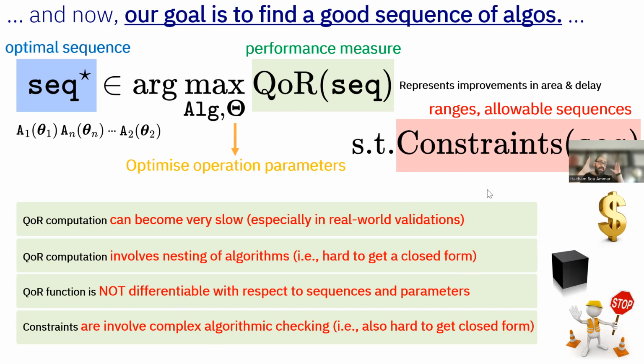So now we see that this problem of logic synthesis, of optimizing those operators and their hyperparameters, is actually a black box problem. We don't know its closed form equation, because of the nesting of the algorithms, and it's very slow, so it's expensive to compute. So now we see that this is another instance of my general problem that I started with in the first slide: maximize f of x subject to a certain set of constraints.